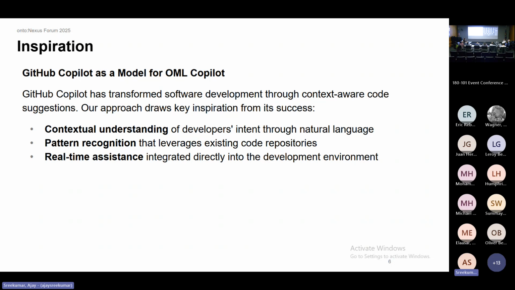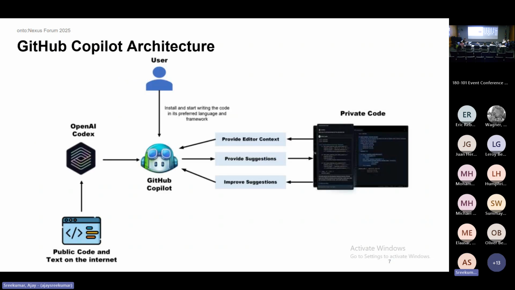So how does the GitHub Copilot architecture work? What we're taking as reference for our workflow is that it takes two things in context for its work. If you consider the private code section and the user section in this diagram, the private code section would have the IDE where the coding process takes place.